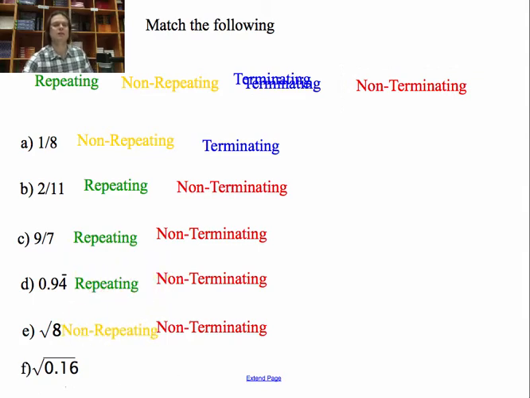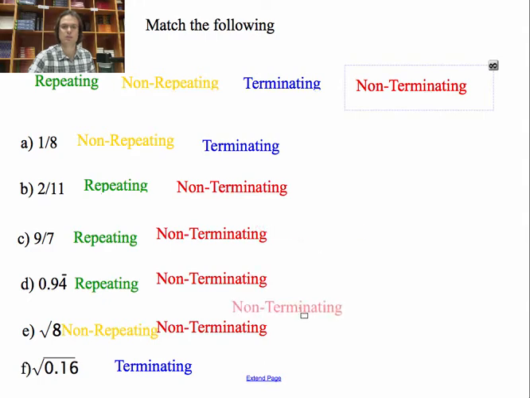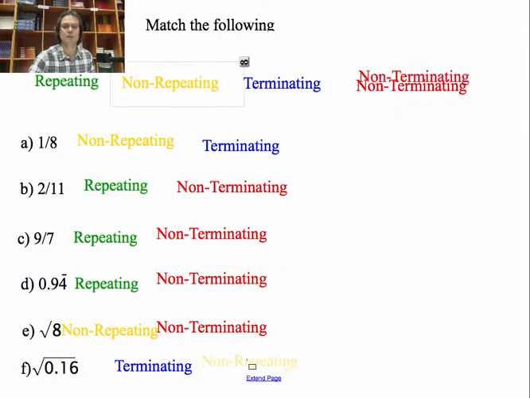Okay? Now let's take a look at my last one, the square root of 16. Well, that gives me 0.4. And that's it. So this one here is going to be terminating, and it is also non-repeating. There's no repetition. Oops, that's non-terminating, non-repeating. Alright? So there we go. We just went over some very good examples. Let's try my next set of examples here.